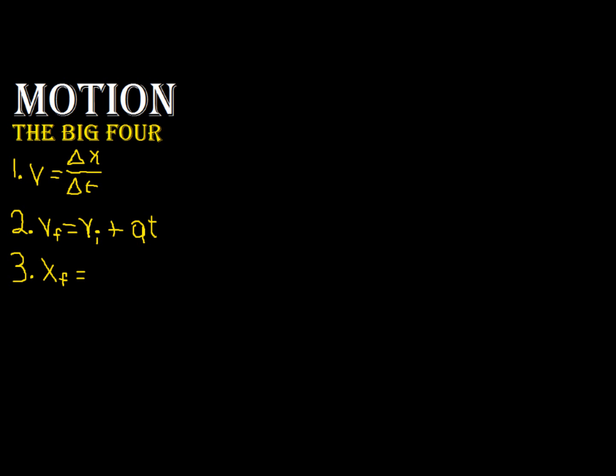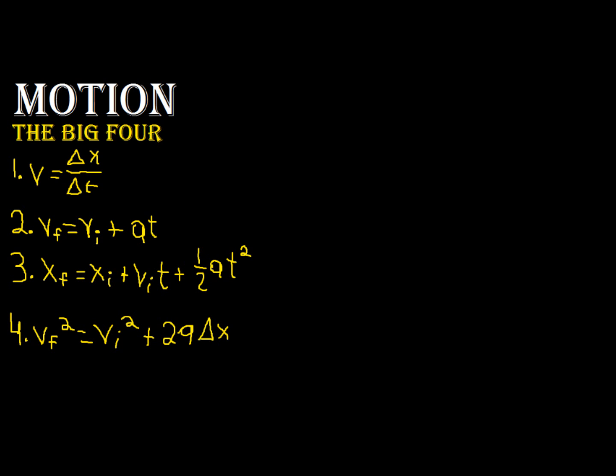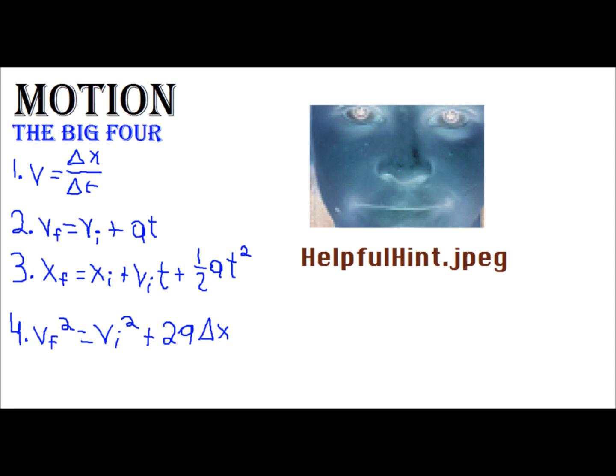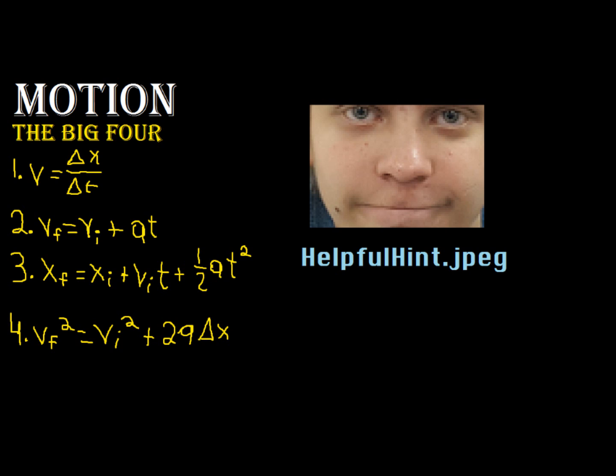The final position equals the initial position, plus the initial velocity of the particle multiplied by the time, plus 1/2 the acceleration multiplied by the time squared. The final velocity squared equals the initial velocity squared plus 2 times the acceleration times the distance traveled by the particle. Remember that these concepts can be applied to an object in 2D when isolating either the x or y direction. Now that we've established that, let's look at some practice problems.